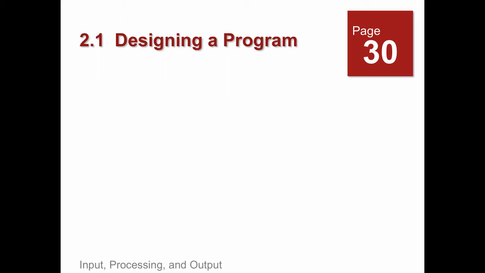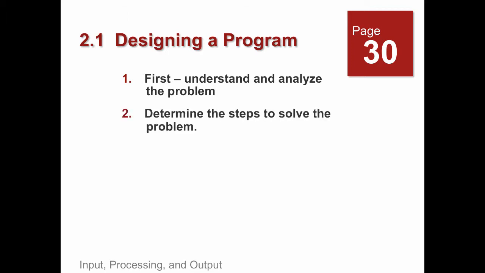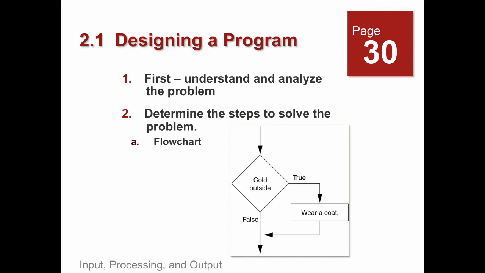So what is the process of designing a program? Well, as it starts on page 30, you'll notice that the first one is to understand and analyze the problem. That goes along with anything in life and anything in programming. Then we want to determine the steps involved in the process. So as we do that, in programming, we're going to use several different specific tools. The first one we're going to use is called a flowchart. And this is what a flowchart looks like. You'll notice that it's a picture and it looks like kind of a graphical representation of the process.